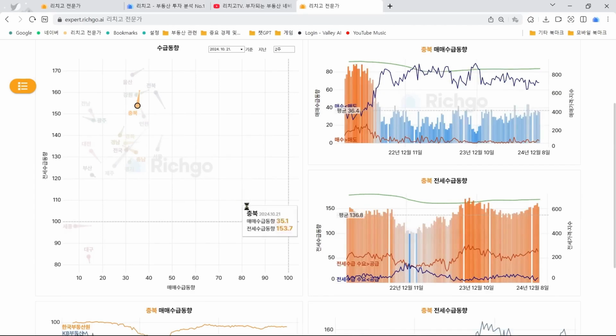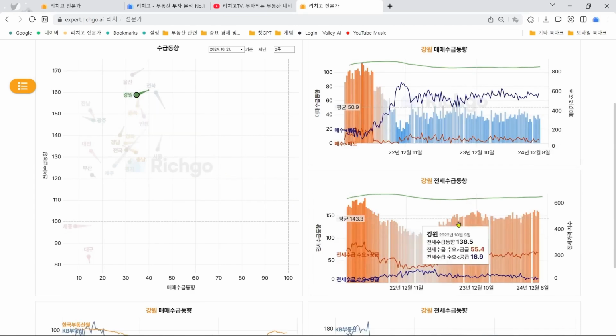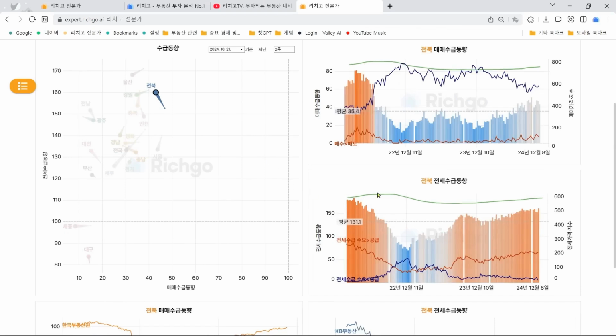Let's look at Chungbuk. In Chungbuk, the rental demand has risen and dropped, and there is little change in the buying and selling market. In Gangwon-do, there is little change. In the case of Jeonbuk, it has gone up, and it is one of the areas with very solid rental demand. The buying and selling market isn't that bad either. However, it seems to be showing a slight downward trend as there are some warning signs.